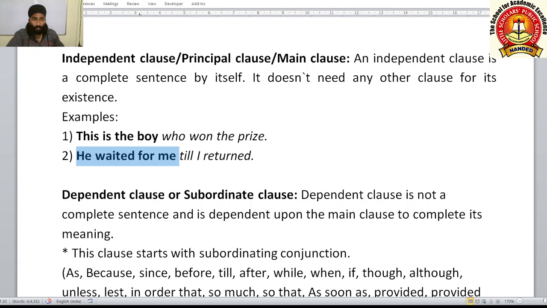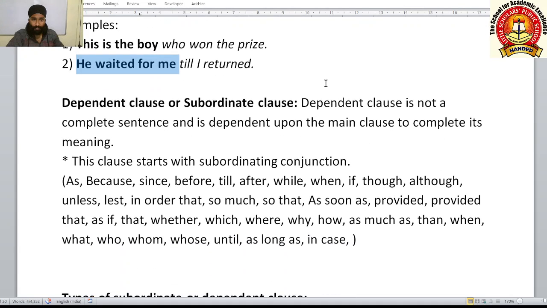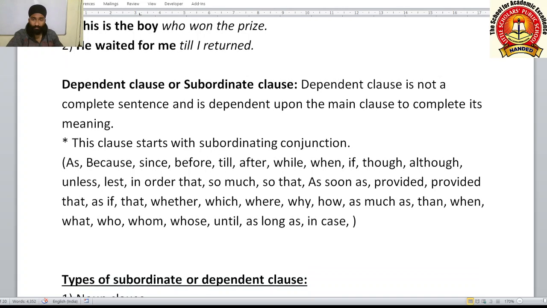Now a dependent clause, or subordinate clause. A dependent clause is not a complete sentence and is dependent upon the main clause to complete its meaning. This clause starts with subordinating conjunctions. Now this is a very important part.